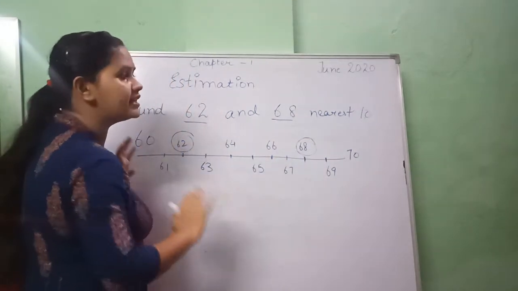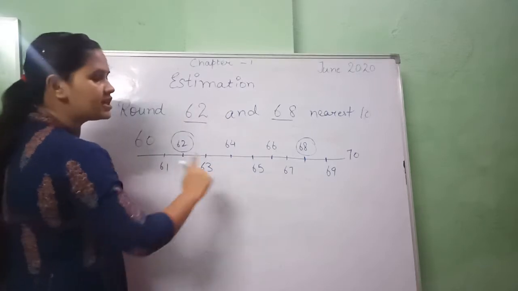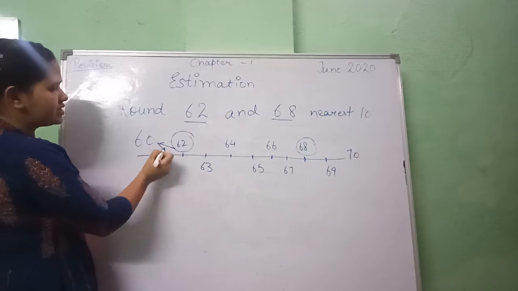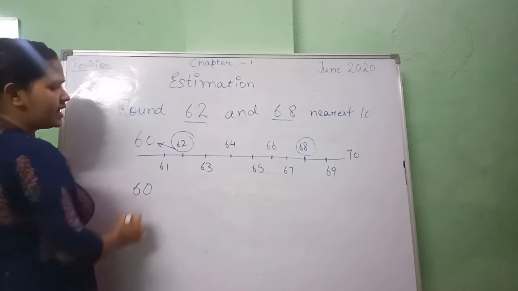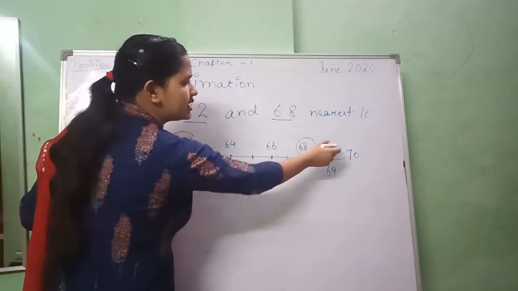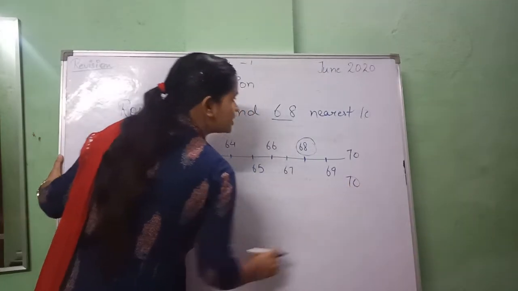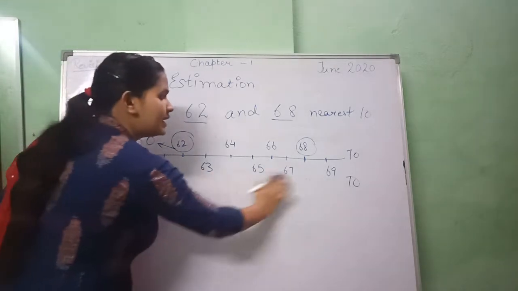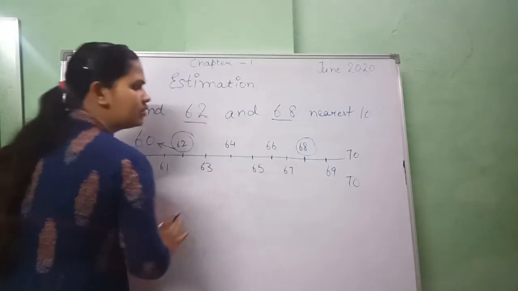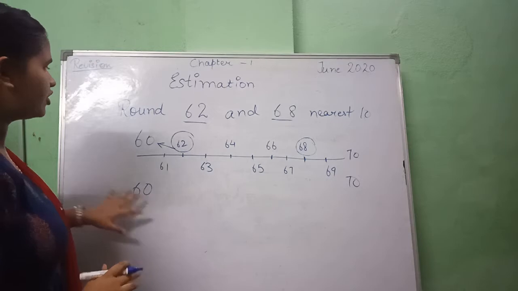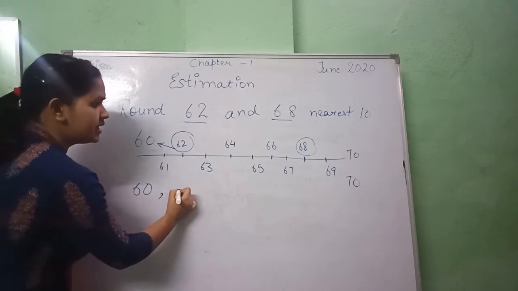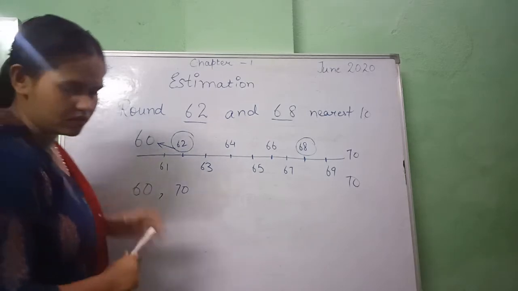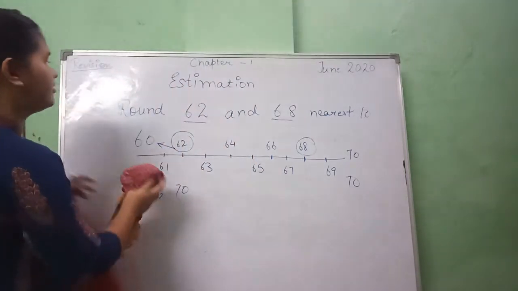So we have to find the nearest. So which one is nearest to which number? You can see here, 62 is nearest to 60. And yes, 68 is nearest to 70. So this is the nearest 10, which means we are adding 10. So easily we got the numbers 60 and 70 for these two numbers. Hope you got it, the nearest estimation of 10.